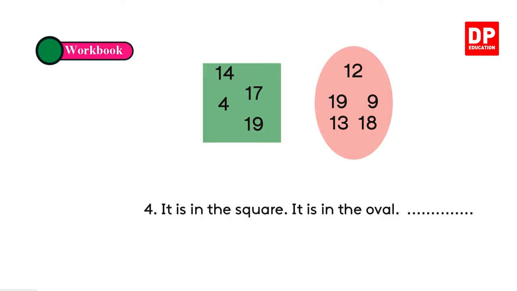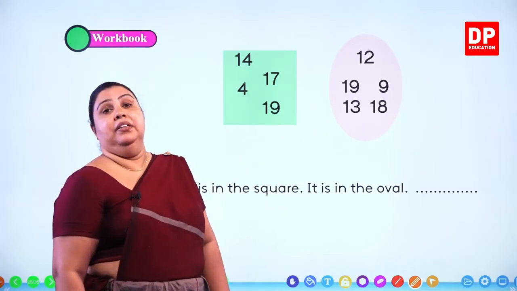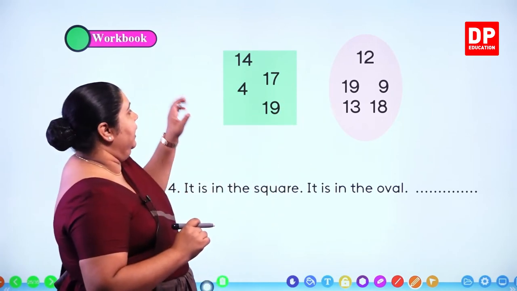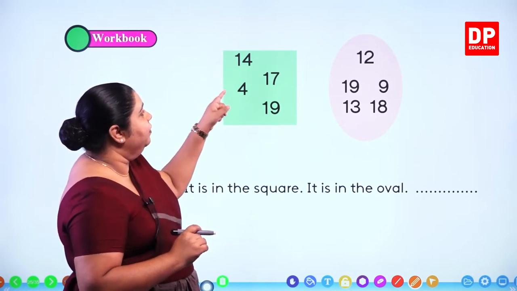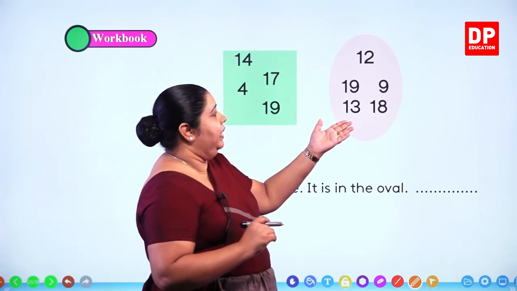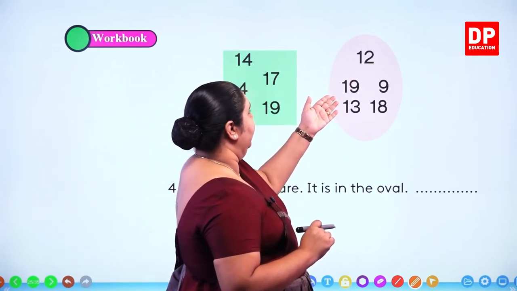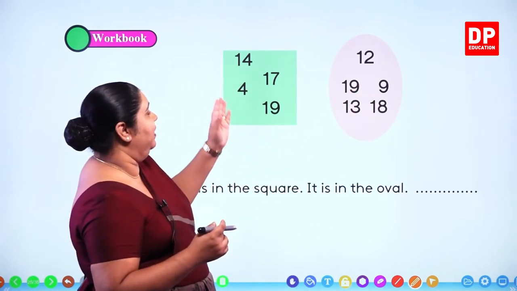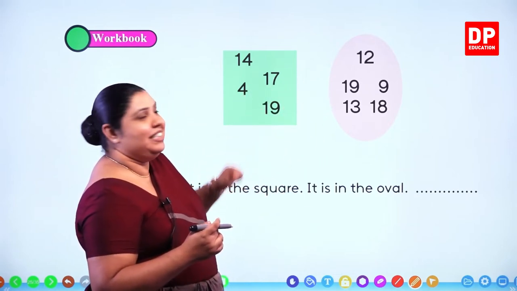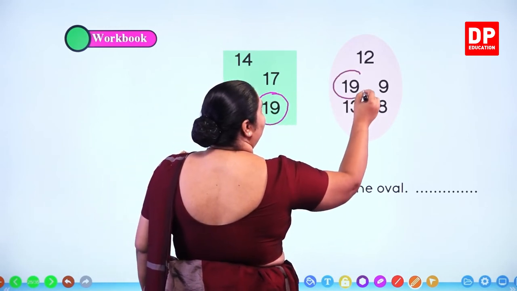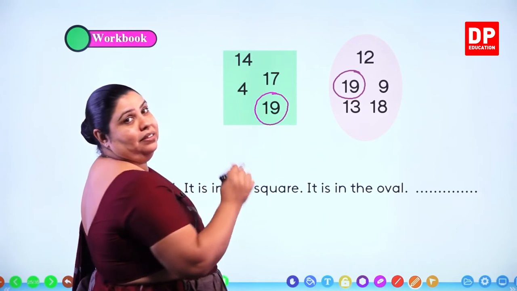Let's move on to number 4. It is in the square, it is in the oval. That number is in the square and in the oval, it seems. Let's see. In the square, we have 14, 4, 17, 19, right? In the oval, we have 12, 19, 9, 13 and 18. So what is the number that we have in both these shapes? It's number 19. Let's circle number 19. Because that is the number that we have in both the shapes.